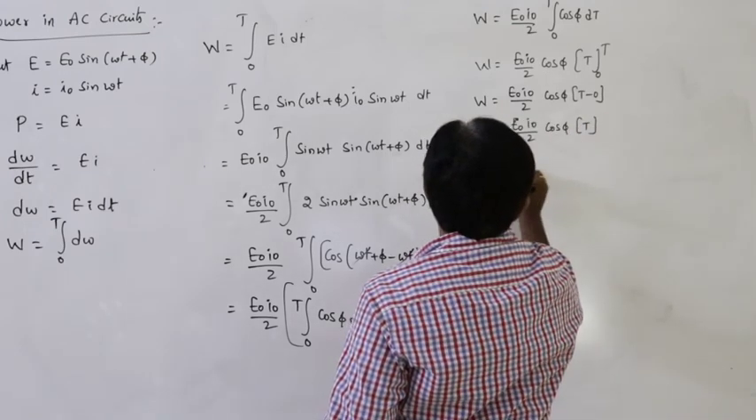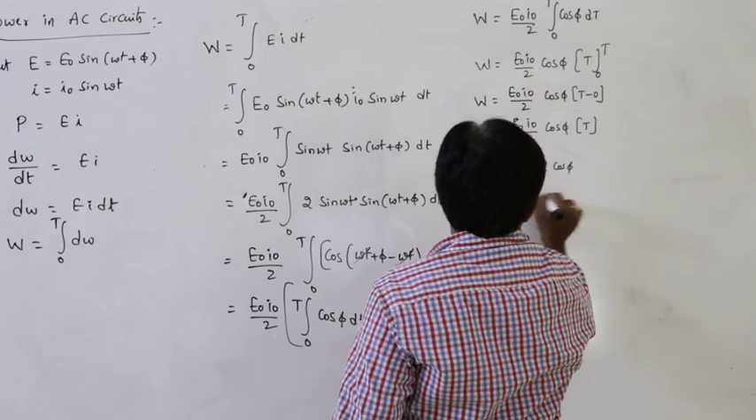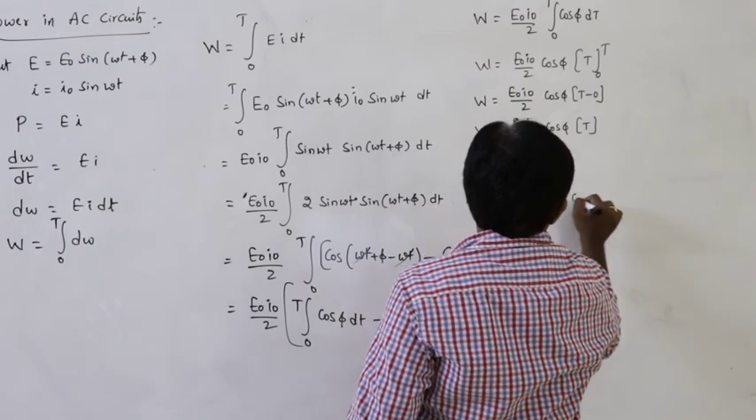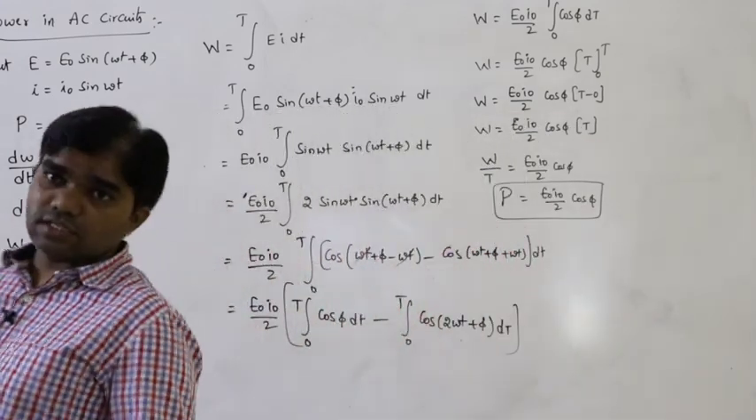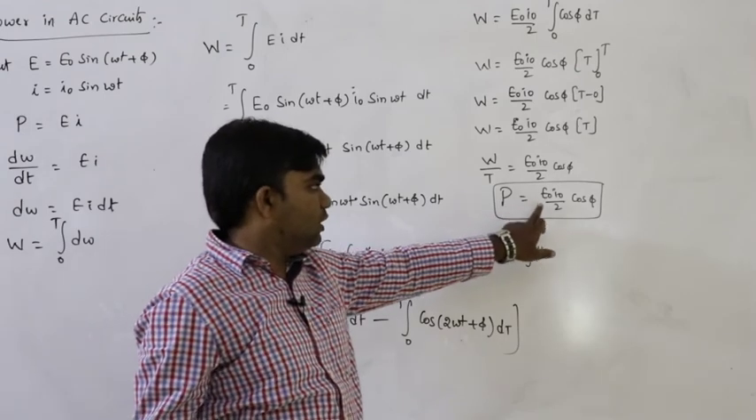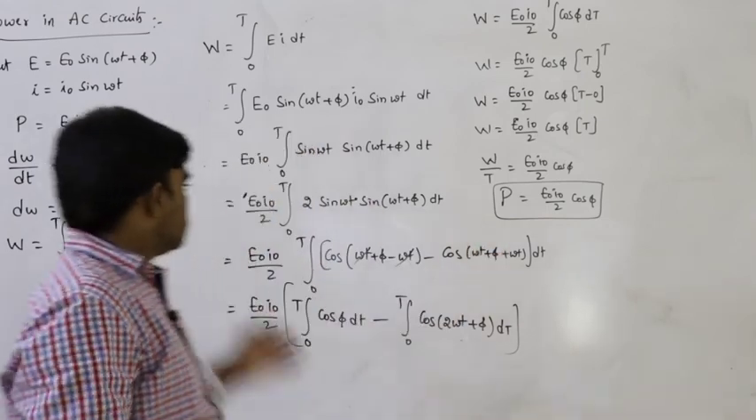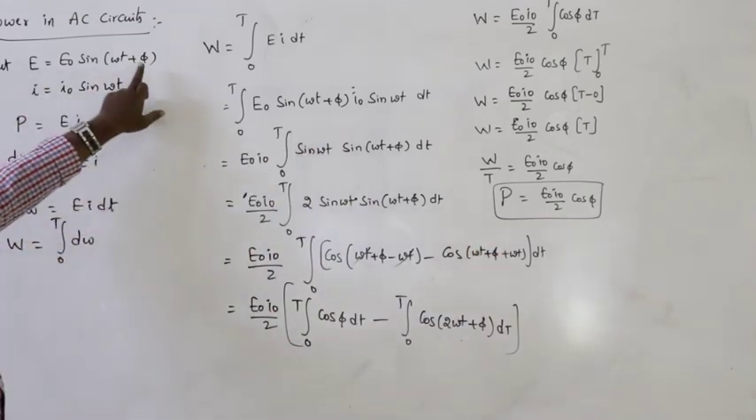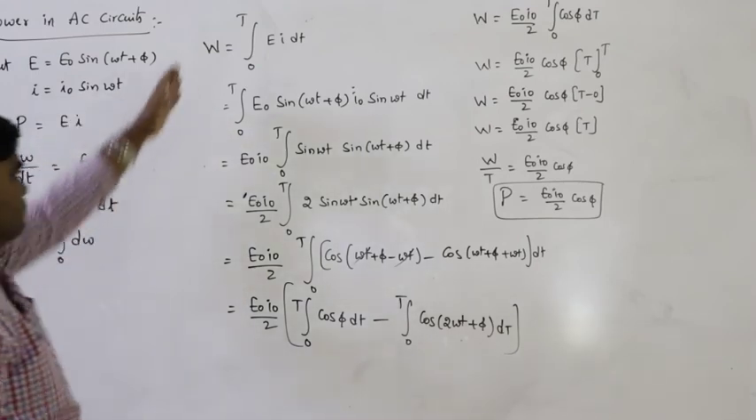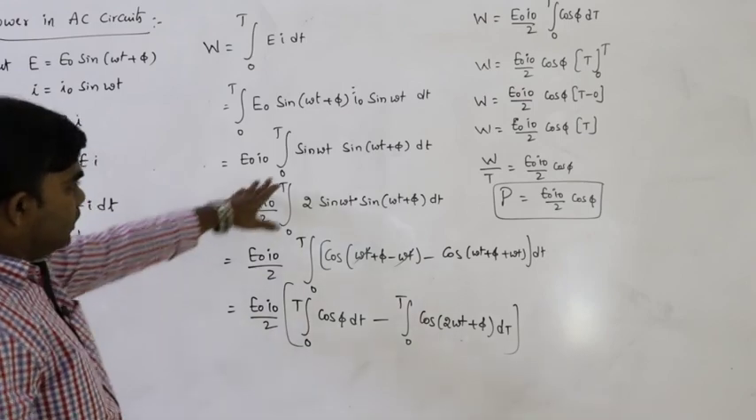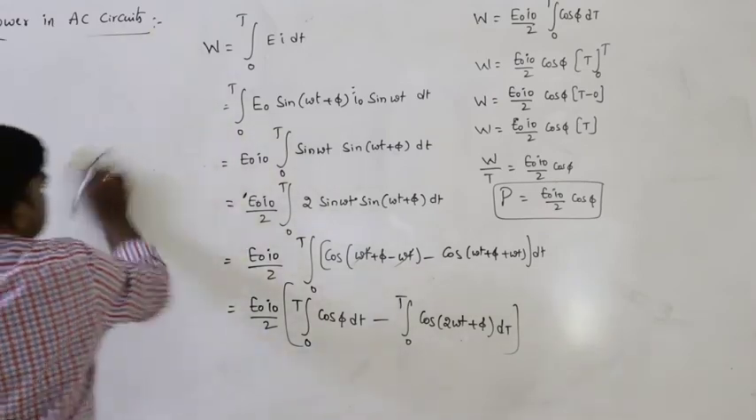So W by T is equal to E naught I naught by 2 cos phi. W by T is nothing but power. This is the power in AC circuits. P is equal to E naught I naught by 2 into cos phi. So this is first E equals E naught sin omega t, and I equals I naught sin of omega t plus phi. Phi is the small phase difference between these two. And after integrating on both sides, finally, what we got here?